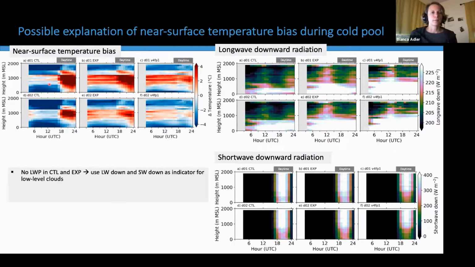The strong positive bias during daytime, which we see in control and experimental, can be explained by too few clouds during daytime, which allows then a too strong heating. But even though the bias is reduced in version 4, we still have biases in all heights. And we think that this might be related to the clouds still not being completely correctly represented.